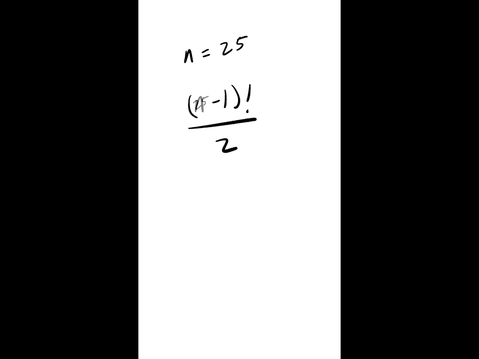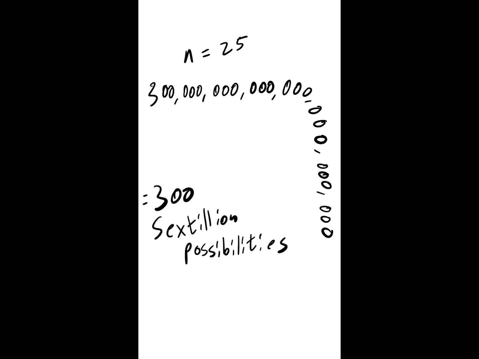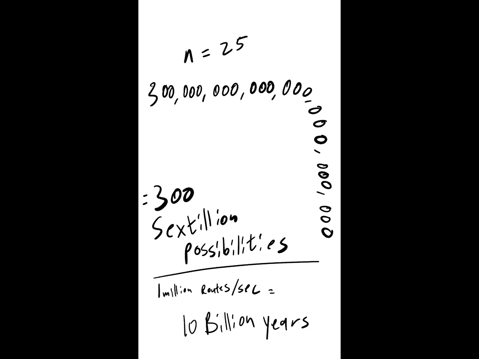With 25 cities, that explodes to 300 sextillion possibilities. That's a 3 followed by 23 zeros. Even if you could test 1 million routes per second, it would still take 10 billion years to go through all of them. So brute force is great if you don't mind waiting longer than the sun will exist for.